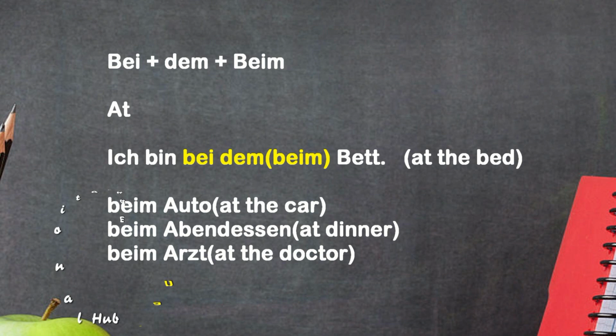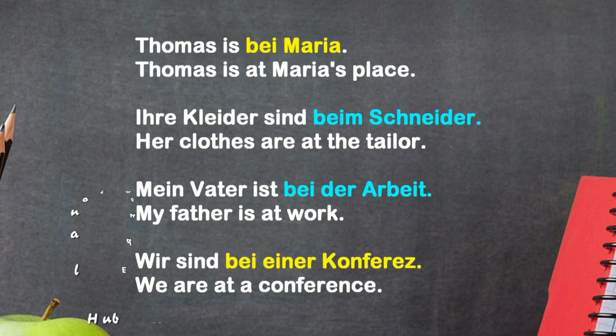Short form bei plus dem is equal to beim. And it is used for at. Ich bin bei dem Bett. I am at the bed. Ich bin beim Bett. Beim Auto, at the car. Beim Abendessen, at dinner. And beim Arzt, at the doctor. Thomas ist bei Maria. Thomas is at Maria's place. Ihre Kleider sind beim Schneider. Her clothes are at the tailor.